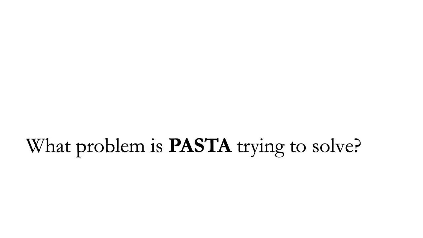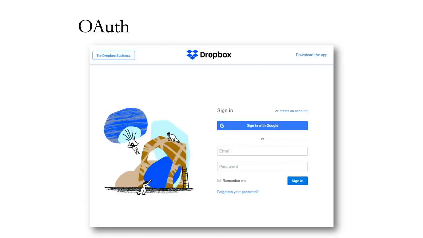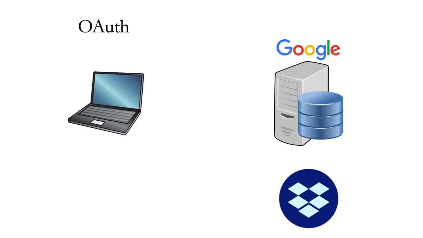Okay. So the first question you want to ask: what is PASTA trying to solve? Let's start with an example. When you try to log into Dropbox, there's an option of signing in with Google. How does that work? The standard mechanism is called OAuth, and it works as follows. There are three parties in this protocol: a Google server, which holds a secret key, a Dropbox server, and your computer. When you try to log into Dropbox, you use your username and password of your Google account to somehow request a token.